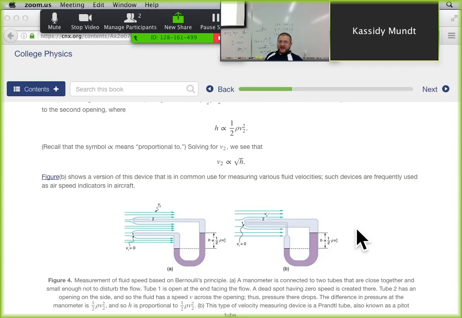And here is a device that is used for measuring fluid velocities. This is similar to the tube, the device that's used to measure speed in an airplane. In an airplane, they usually put one of these tubes pointing down and one of them pointing forward.